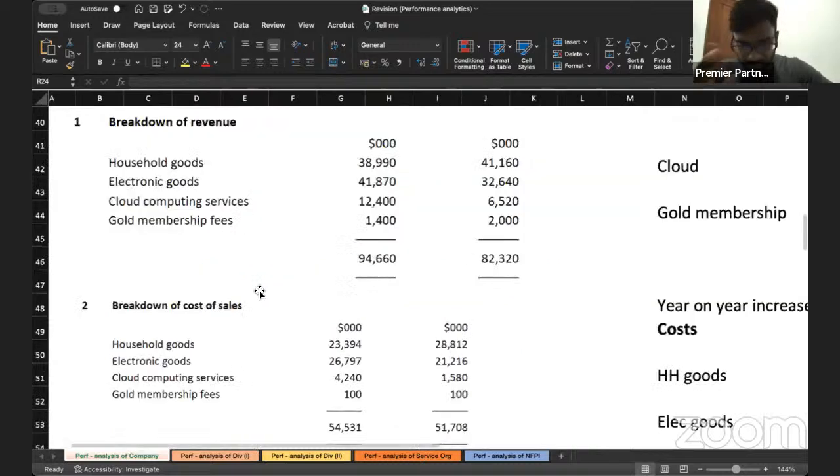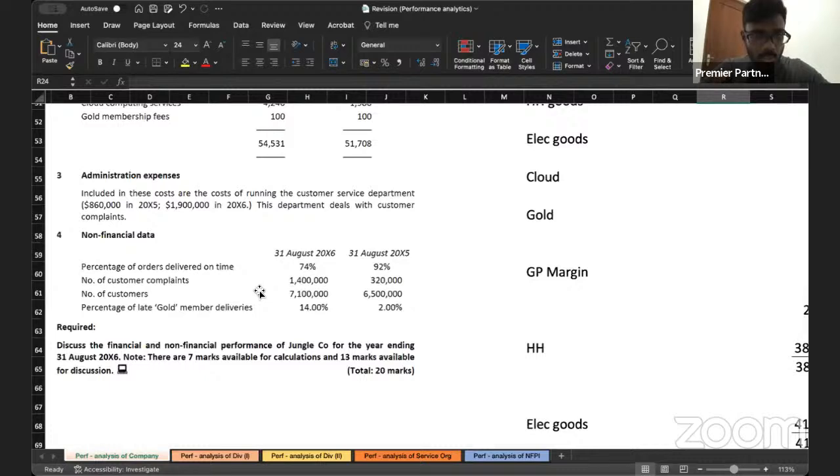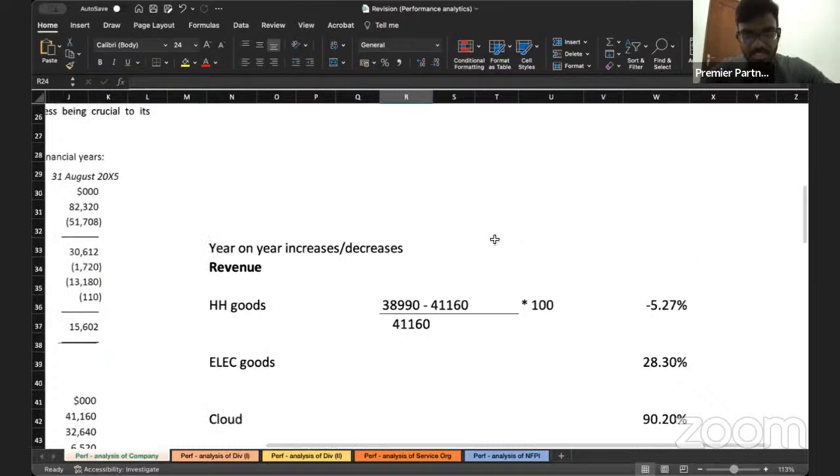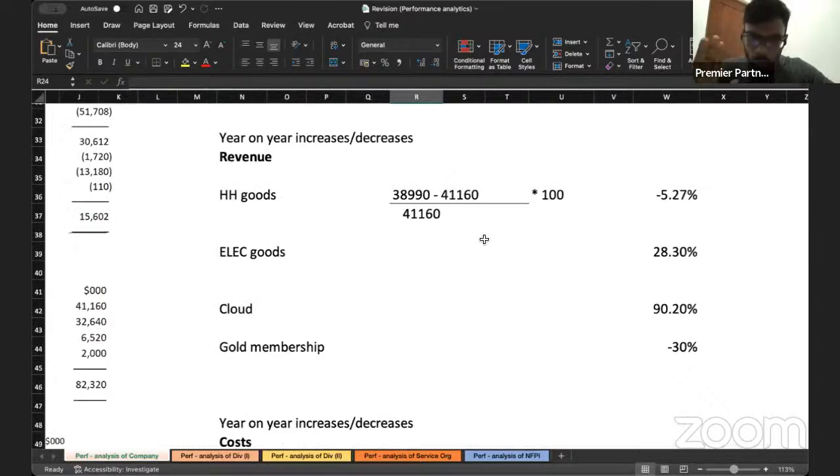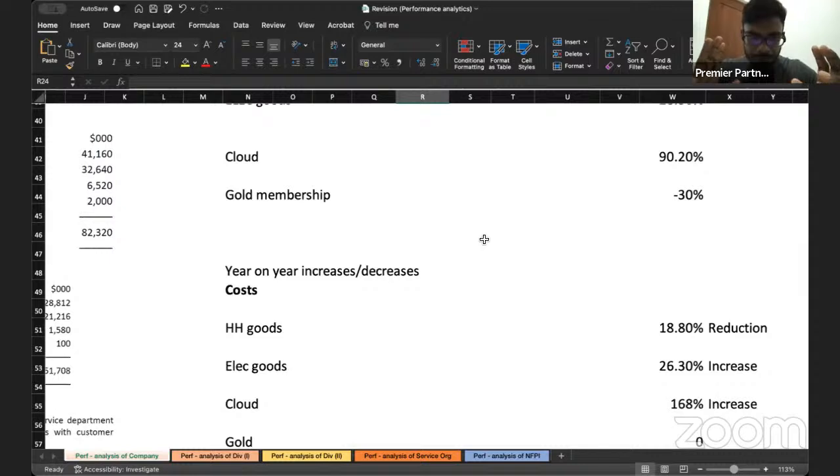The reason why I selected this is that here you have a lot of non-standard ratios. You may have calculated a lot of ratios like this, but the maximum mark that you're going to get is 7. The rest is your discussion.